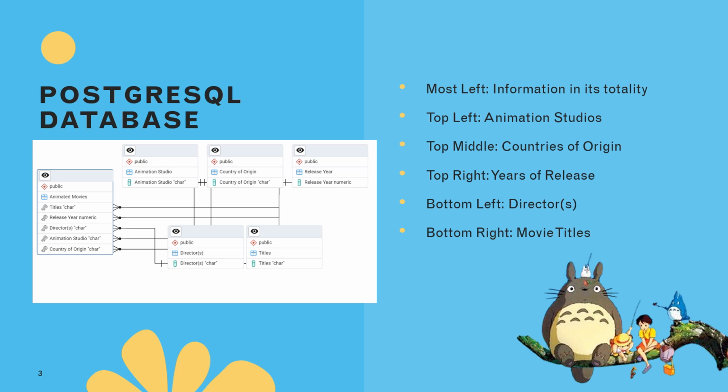So moving forward, it's going to be the top middle here. That's the table for the country of origins. Top right is the release years. Bottom left, we have director names. And lastly, on the bottom right, we have the titles of the movies. And they're all connected to that main table.